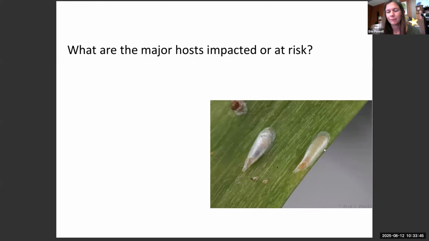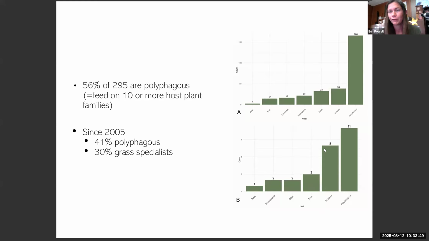So what are the major hosts impacted or at risk? I defined the word polyphagous for you a few minutes ago. For the purposes of this graph, I'm defining polyphagous as feeding on 10 or more host plant families. Essentially what we find is that a lot of these new invasive scale insect species coming to the United States are highly polyphagous. So they're really not picky. They'll feed on a ton of different host species. And this is really problematic because it doesn't take much for them to be able to find a suitable host.